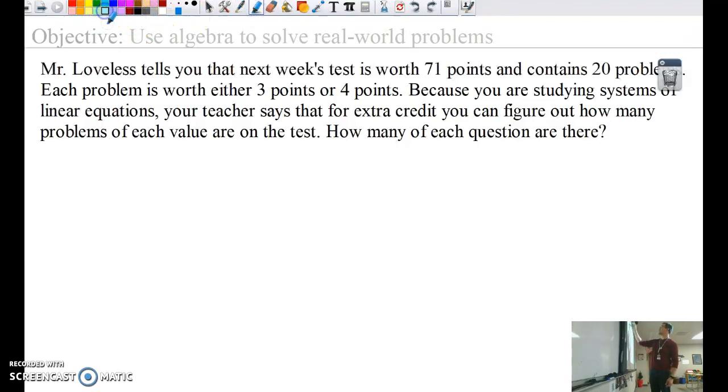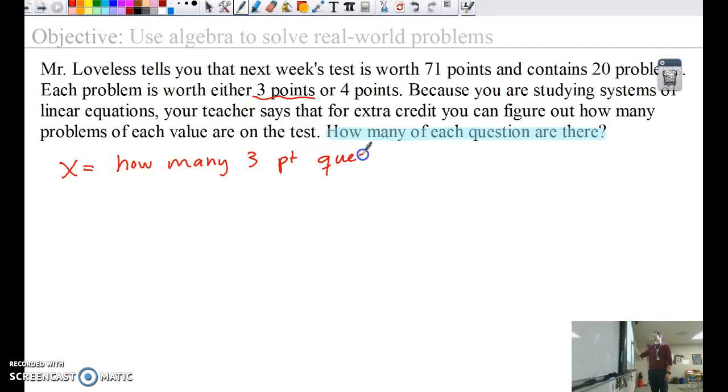Again, in these word problems, you want to identify what the question is asking you. How many of each type of question are there? Well, there are two types of questions. The first type of question I'll call X, and they're worth 3 points. So X will be how many 3-point questions there are. And let's let Y equal how many 4-point questions there are.